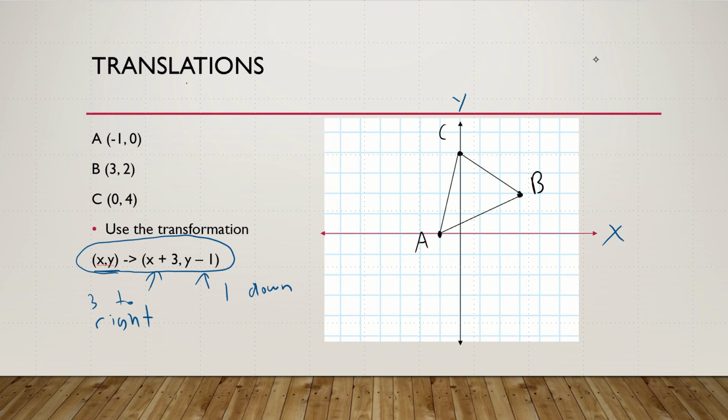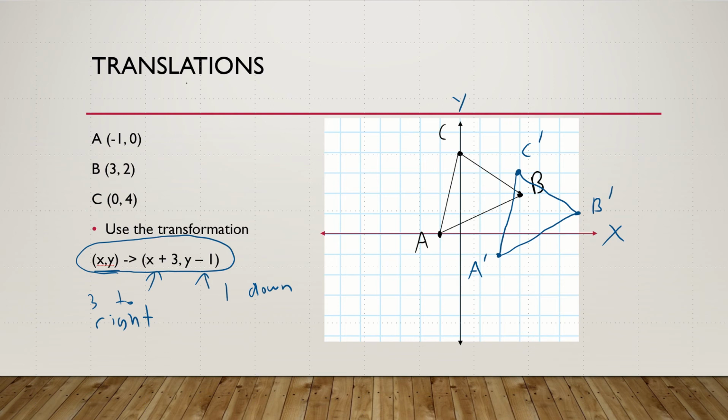So for this point A, we go 1, 2, 3 to the right and 1 down right here, and we call that A prime. That's how it's said and how it's written. For B, you go 3 to the right, 1, 2, 3, and 1 down. Once again, that's called B prime. And for C, we go 1, 2, 3 to the right, and 1 down. We call that C prime. And then we connect them. So notice that the triangles are the same. It's just translated 3 to the right and 1 down.